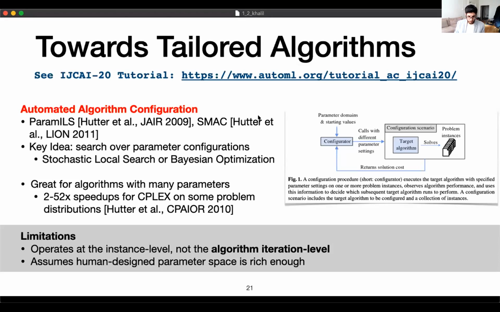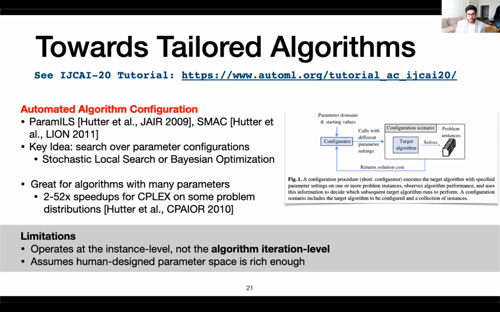However, it suffers from a very important limitation that I have highlighted here at the bottom. These kinds of algorithm configuration or parameter configuration approaches operate at the instance level, meaning they do not modify the iteration level behavior of the algorithm. And so when you change a parameter setting, that's it. That's the granularity of the change that you can make. And that might be very useful in some cases. But if the parameter space is not rich enough and there does not exist a good parameter configuration for the set of problems you care about, then it's unlikely that this approach would help you very much, because it's not able to control the solving at a granular enough or fine-grained enough level.